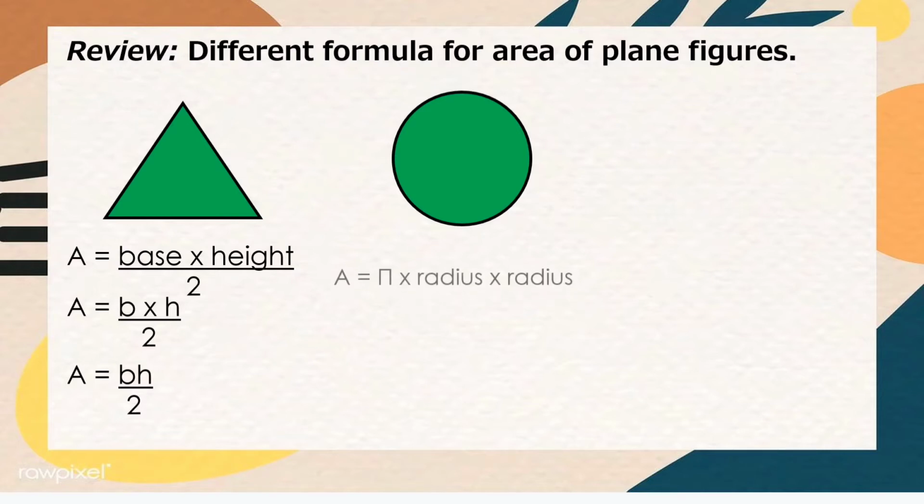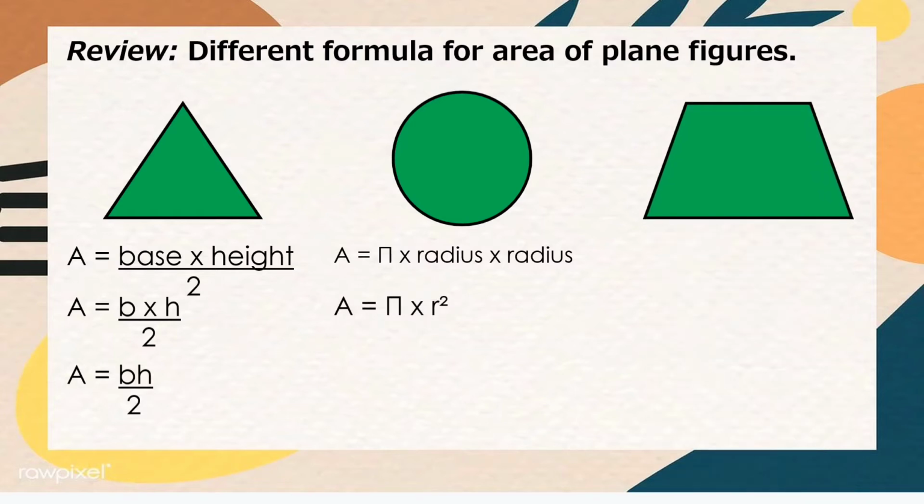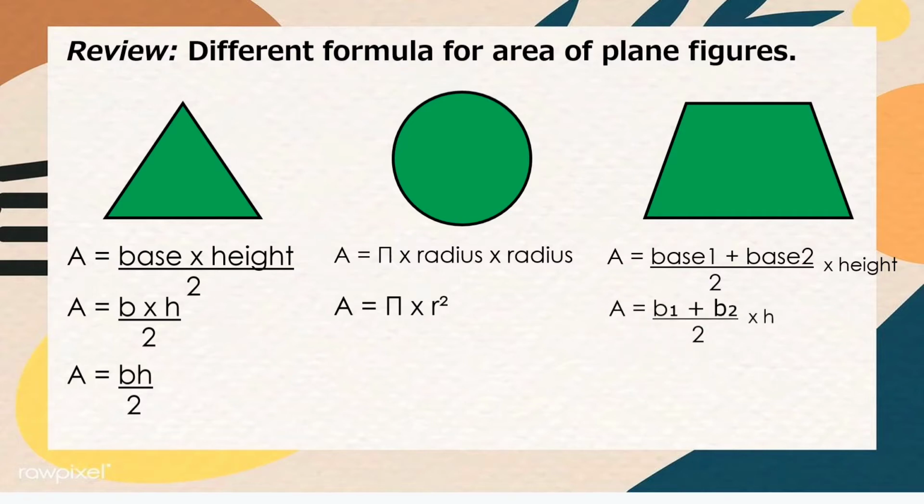The fifth one is a circle. The formula for this will be pi times radius times radius. Or it can also be written as pi times r squared. The sixth is the trapezoid. The formula for this will be base 1 plus base 2 over 2 times height, or it can also be written as b1 plus b2 over 2 times h.